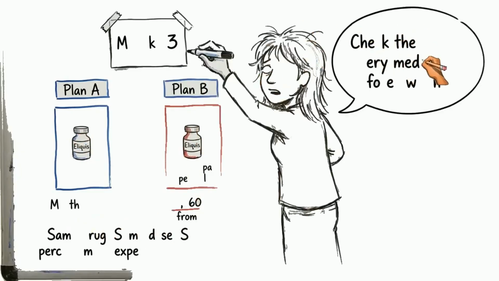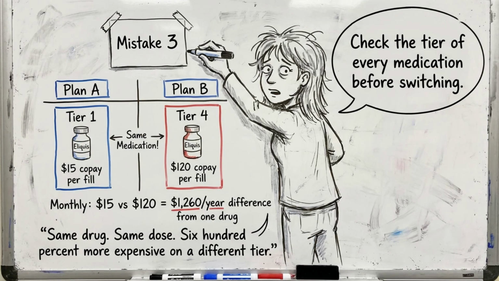Mistake 3. Not checking the drug formulary before switching. Every Medicare plan has a formulary, the list of covered drugs organized into tiers. Tier 1 is lowest copay, Tier 4 or 5 is highest. The same drug can be Tier 1 on one plan and Tier 4 on another, a difference of $50 to $200 per prescription. Always check the specific tier of each of your medications in the new plan's formulary before switching.